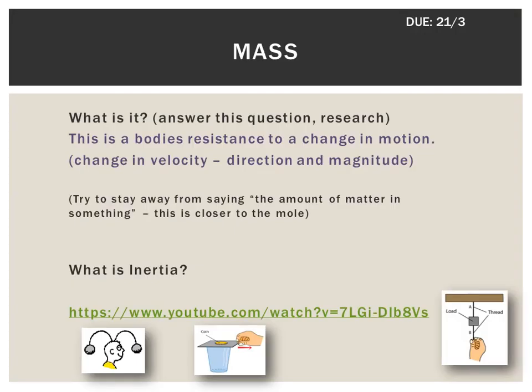Okay, welcome to dynamics. The first thing we look at is the difference between mass and weight and defining them. So the first thing is, what is mass? Essentially, it is a body's resistance to a change in motion. The larger your mass, the harder it is to make you go faster or slower, and also the harder it is to change your direction.